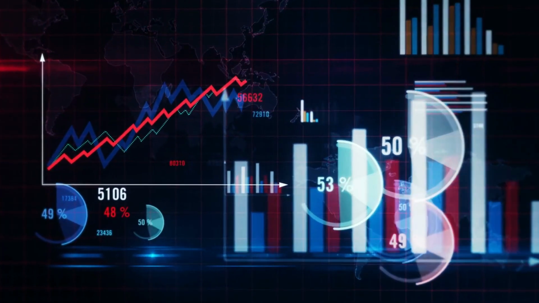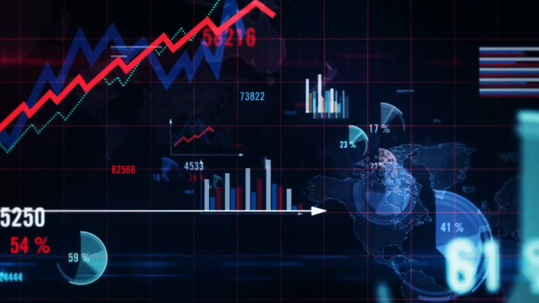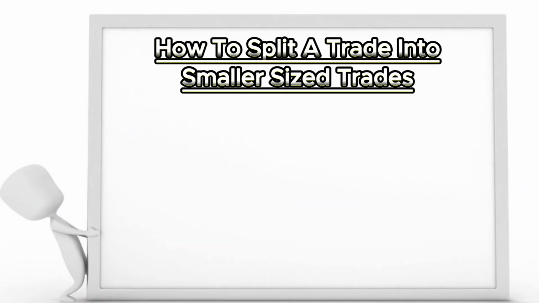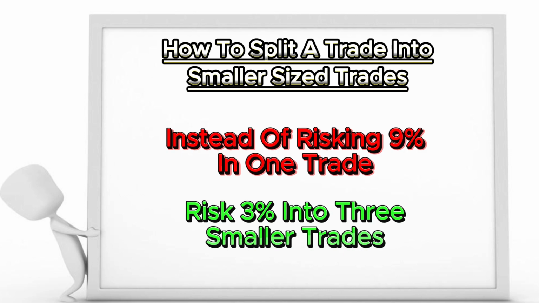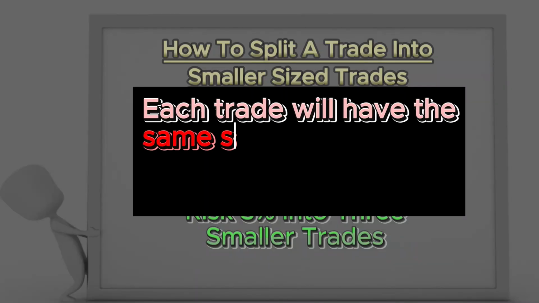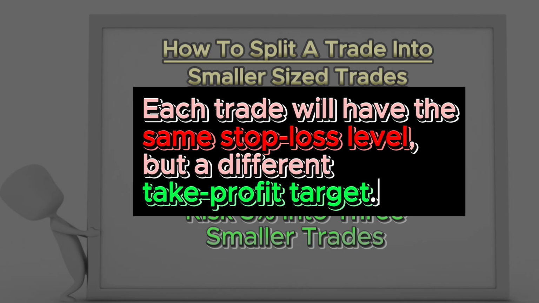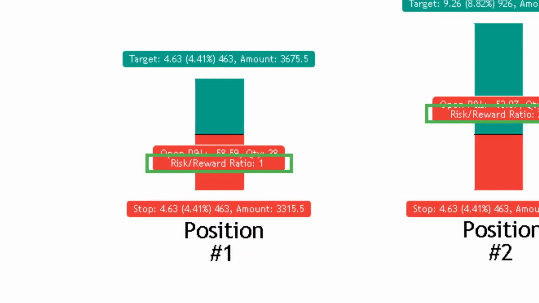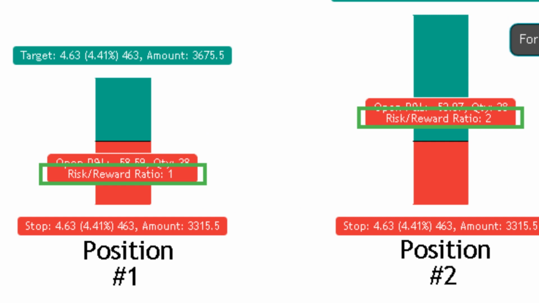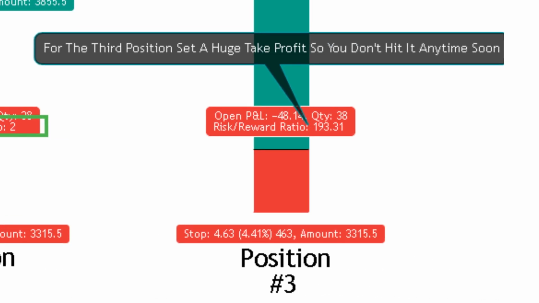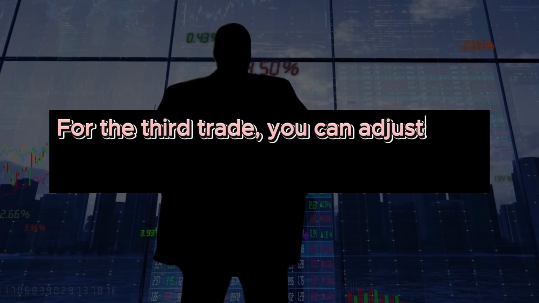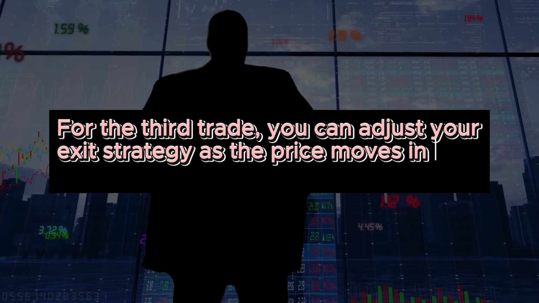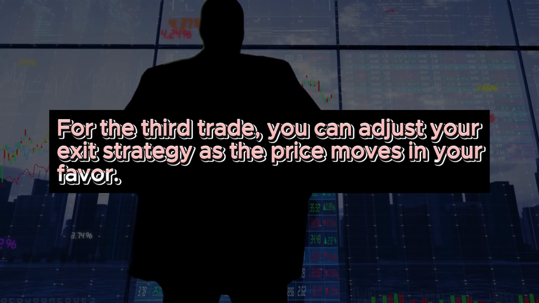Finally, instead of putting all your money into one trade, you can split it into 2 or 3 smaller trades. Here's how it works. Let's say you're willing to risk 9% of your money. Instead of risking 9% in one trade, you can risk 3% but in 3 trades. Each trade will have the same stop-loss level, but a different take-profit target. The first trade might aim for a 1-to-1 risk-to-reward ratio, the second for a 2-to-1 ratio, and the third can have no specific take-profit target. For the third trade, you can adjust your exit strategy as the price moves in your favor. We'll discuss this strategy further later in the video.